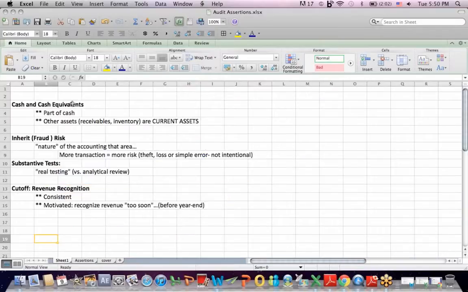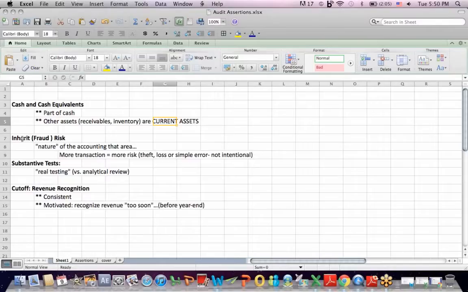A couple of the notes that I put over here for the student. A little confusion about cash equivalents. Cash and cash equivalents are considered part of cash. So cash equivalents are very close to cash. So maybe it's commercial paper or something that can be quickly converted into cash or has a maturity date when it becomes cash that's very short. Those are obviously current assets.